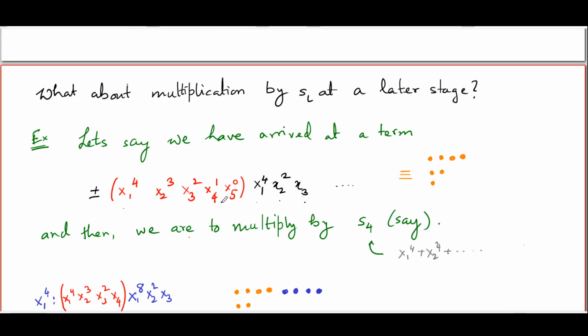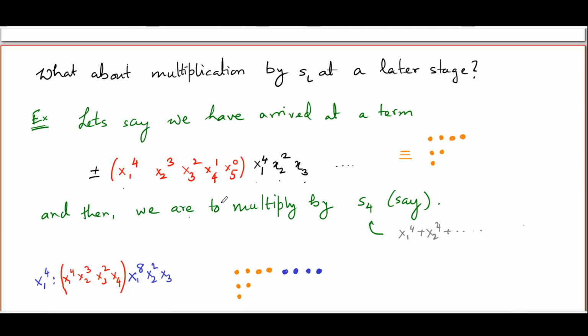Now, one thing we can do is multiply by x1 to the 4. That of course is going to raise this power here to 8, which means the overall power of x1 to 12. That is definitely the highest power here, and therefore the descending order of the powers of x's that we had is being maintained. So no further manipulation is necessary.